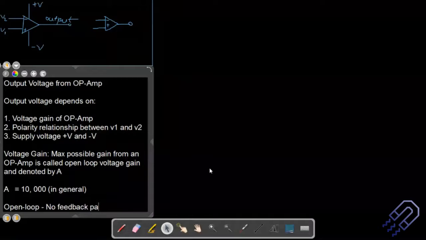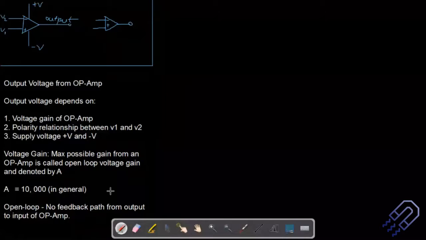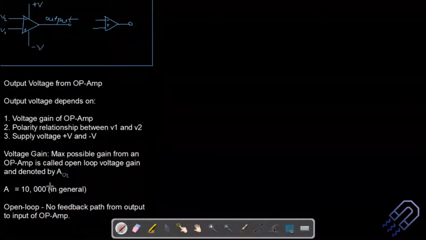Just write down: open loop, no feedback path from output to input of the op-amp. Before I explain this, let me complete this here. Basically just write it down as AOL, open loop. If you look into this particular circuit, this is a kind of open loop circuit.